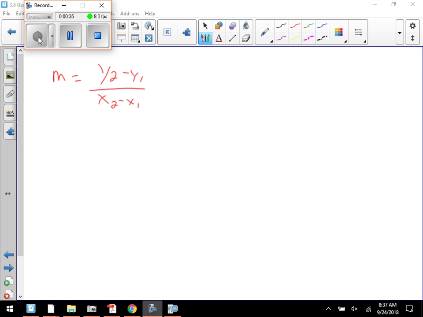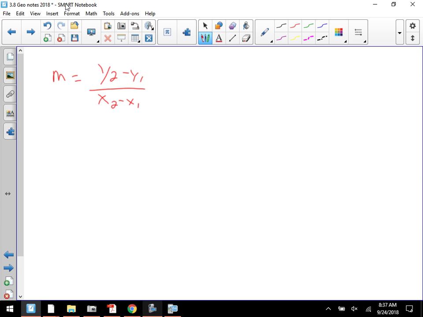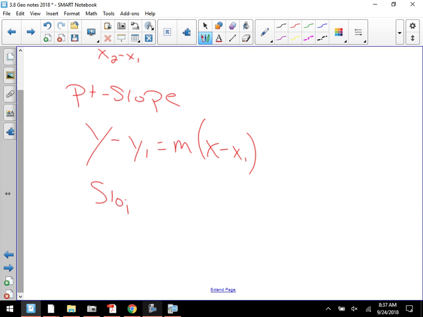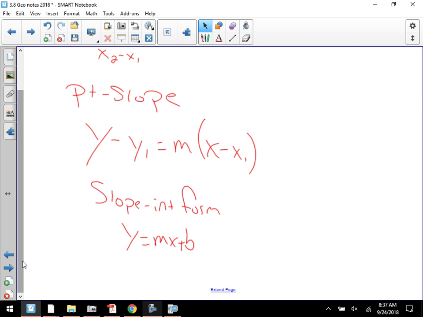Point slope was the stuff that we did when you had a point and a slope. And that had its own form. Point slope looked like this. Literally, when you have a point and a slope, you use that. And then from there, you would put everything into what's called slope-intercept form, which was your y equals mx plus b. And that was our final setup.